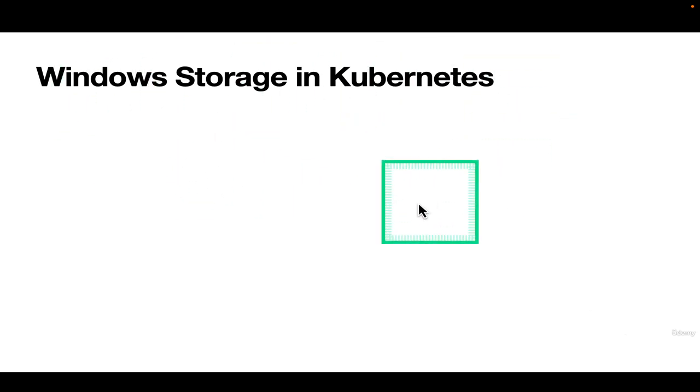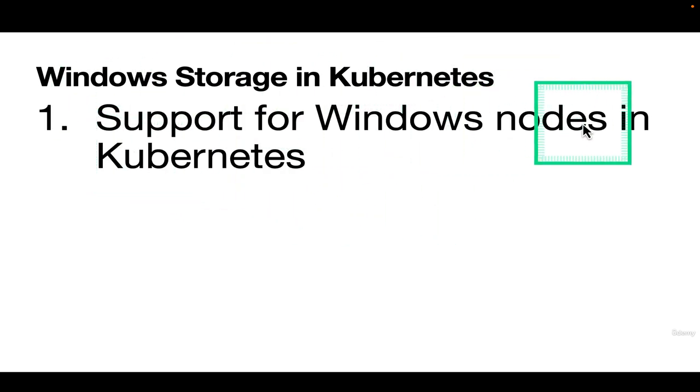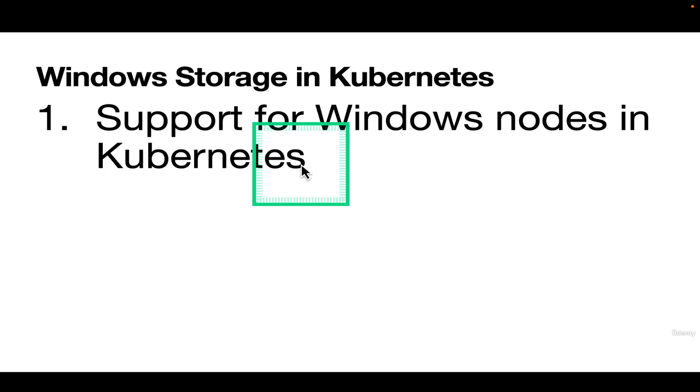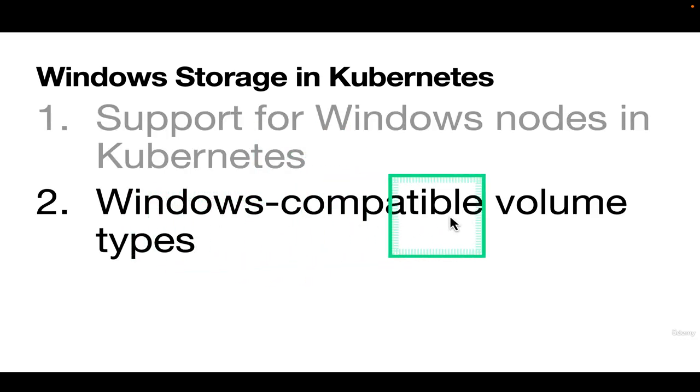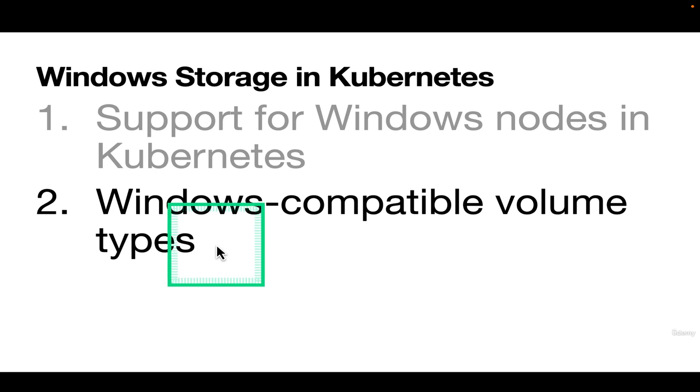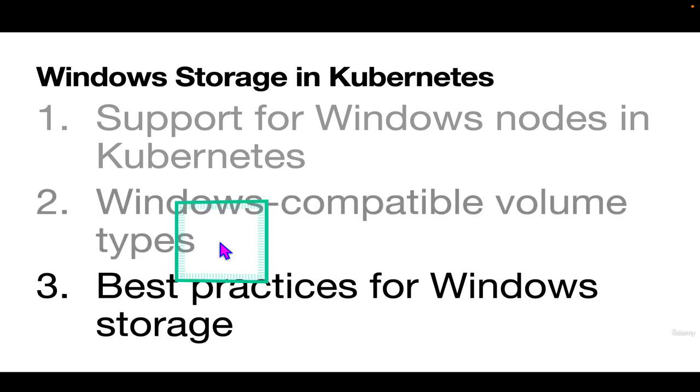Windows storage in Kubernetes. Support for Windows nodes in Kubernetes. Kubernetes supports Windows nodes, allowing the development of Windows applications and the use of Windows specific storage resources. Windows compatible volume types include Azure Disk, Azure File, CSI, and more. Best practices for Windows storage include using compatible volume types, following Windows file system requirements, and configuring Windows specific storage options.